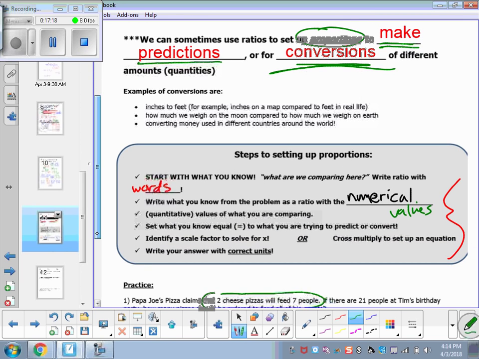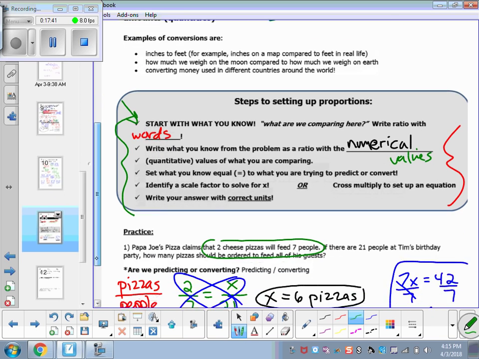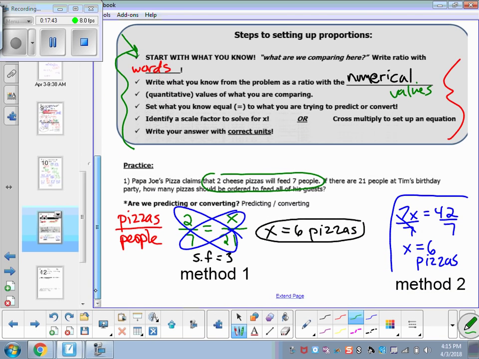All right, so now what we've got is steps to setting up a proportion. First, we're going to start with what we know. One of the things you're going to see in the word problems is I'm going to ask you, so folks, what are we comparing here? Once you know what you're comparing, you're going to write that ratio with words. I don't know if all of this is going to make sense until we've seen an example. So let's go ahead now and just look at this first example together.